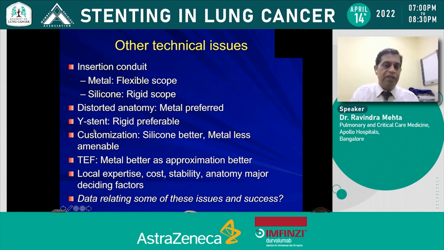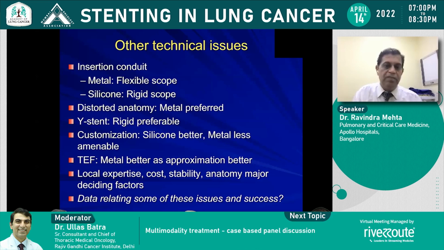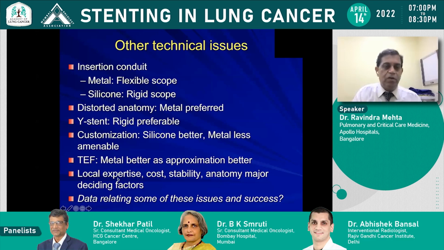In a Y stent, rigid is preferable, but very technically adroit and skilled operators like Dr. Goel will prefer a flexible. Otherwise, a lot of us will use a rigid scope. If you have to customize the right upper lobe, now we're getting into geography. You have to make a small hole that cannot be done with a metal because it's a single conduit, so silicone is better. In a fistula of a malignant nature, we prefer metal because it approximates better. Ultimately, with all these factors, local expertise, cost, stability, and anatomy will be the decision making for which stent.